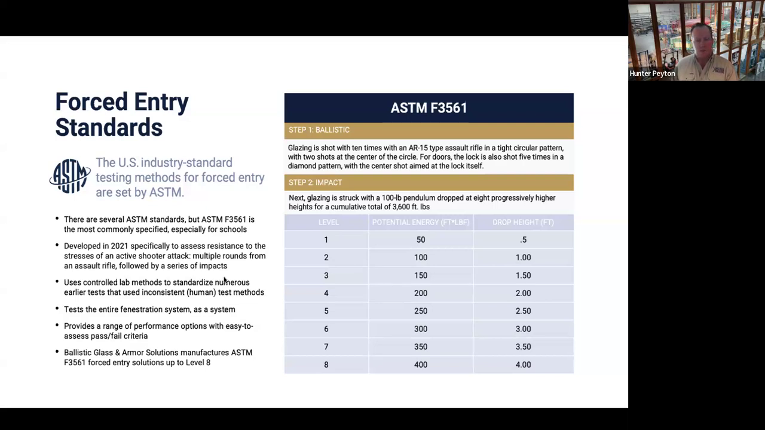So there are 8 levels within the ASTM 3561, and the glass we use in the Defend door tests to level 8.